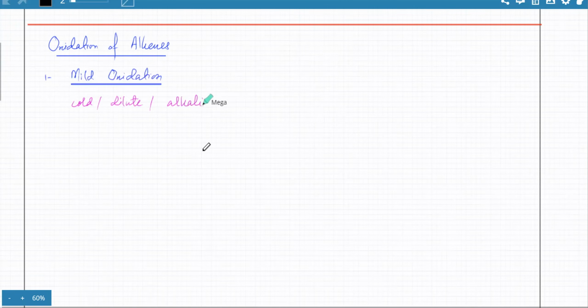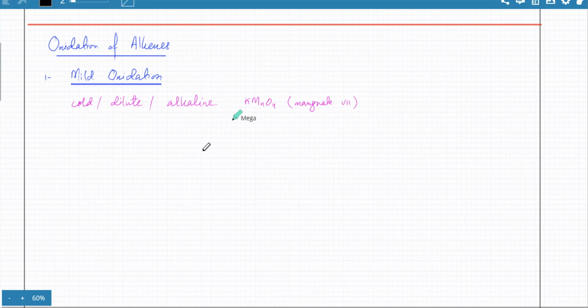alkaline KMnO4. Now remember that KMnO4 is an oxidizing agent. This is potassium manganate(VII). The potassium is irrelevant, that's just a spectator ion. It's manganate(VII). So manganate(VII) ions are your oxidizing agent.